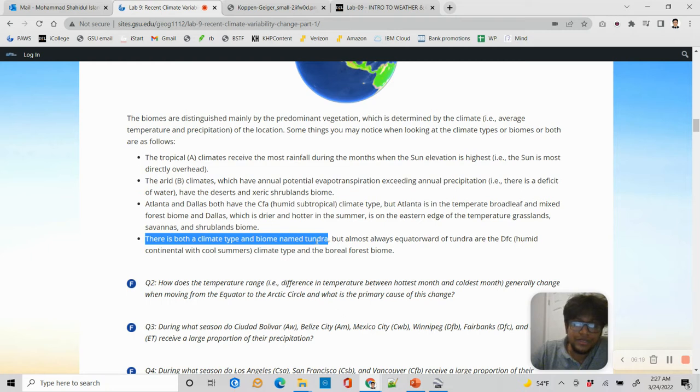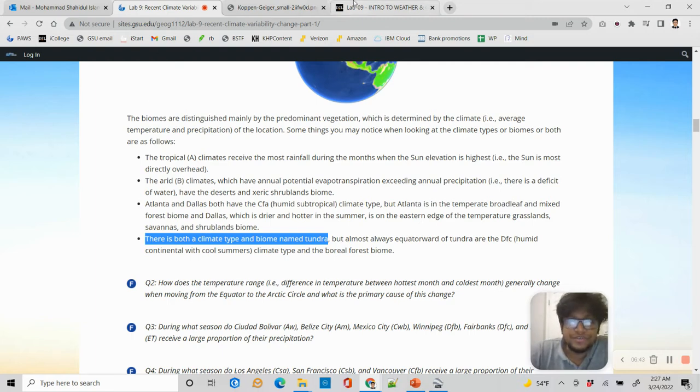So tundra is a name of a climate type, as tundra is also a name of a biome. So that's a really interesting piece of information. But almost always equator of tundra are the DFC climate type and the boreal forest biome. Okay, so almost always equator tundra or DFC humid continental.